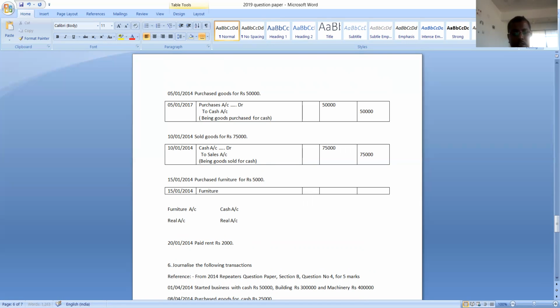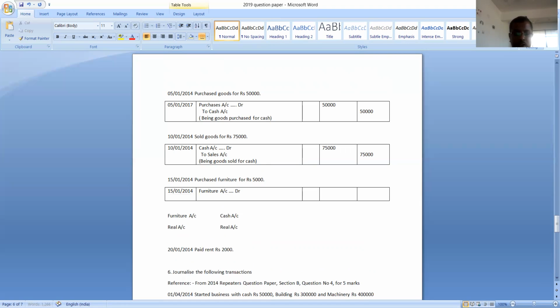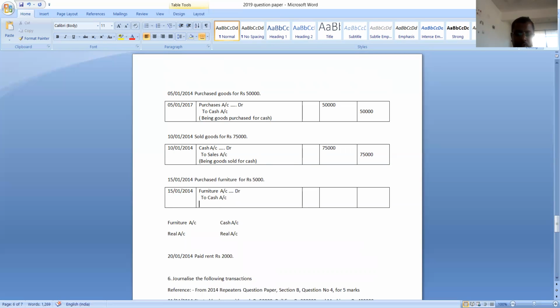So which account should be debited? Furniture account should be debited, to cash account. Okay, in bracket we should write the narration. Being purchased furniture for cash. Okay, let us write the amount. Furniture is purchased for rupees 5,000, so 5,000 and 5,000. Okay.